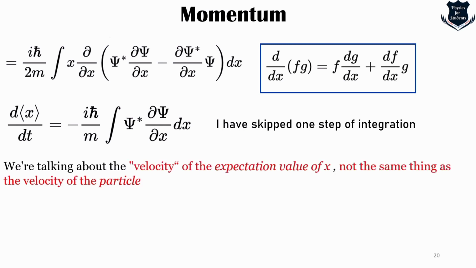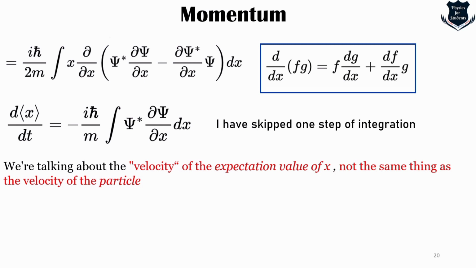Now what is important is that we are talking about the velocity of the expectation value of x, which is not the same as the velocity of the particle. Nothing we have seen so far would enable us to calculate the velocity of the particle. It is not even clear what velocity actually means in quantum mechanics.